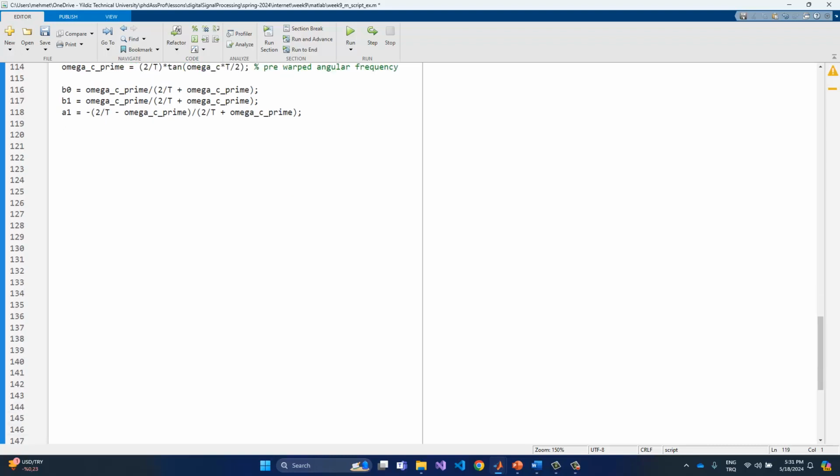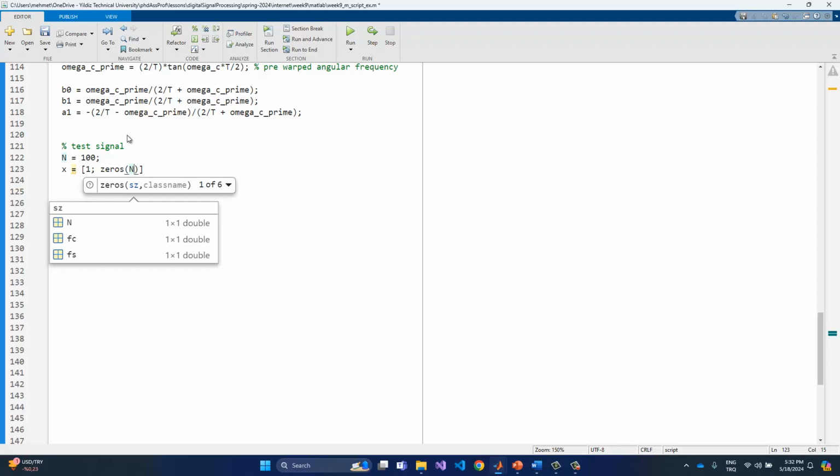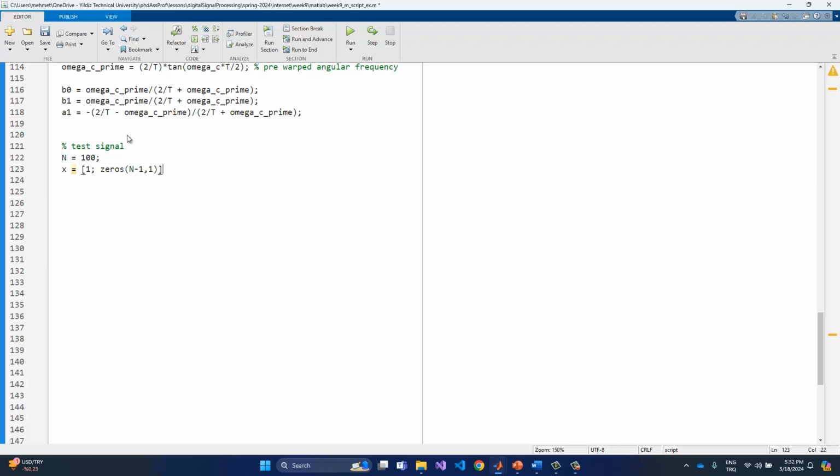And so how can we create the test signal here? First of all, n can be set to 100 values. Okay, this is the impulse response, just like this one. And so x is equal to 1 and zeros, n minus 1, and 1. Okay, this is the impulse input, right?